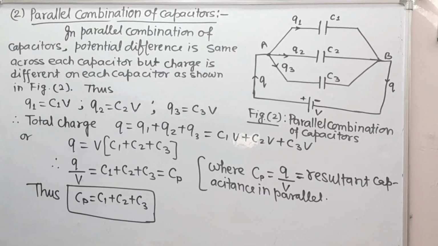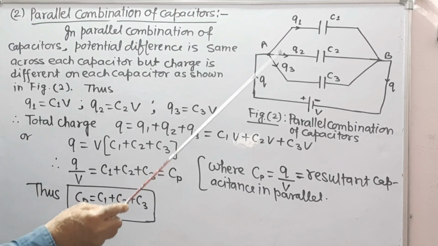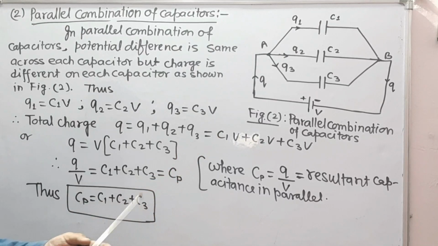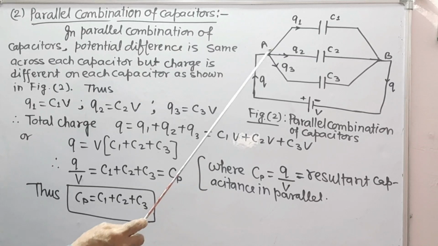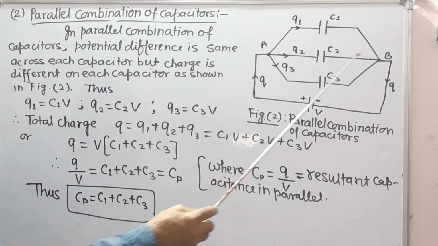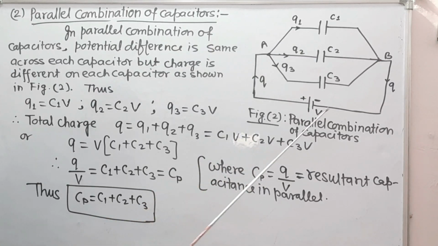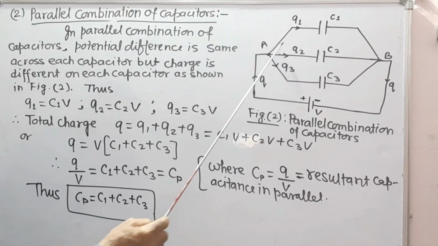Next we take parallel combination of capacitors. In this diagram, three capacitors of capacitances C1, C2 and C3 are connected in parallel between points A and B, and a battery of voltage V is connected between A and B. In this case, potential difference across each capacitor will be same, but charge flowing through each capacitor will be different.